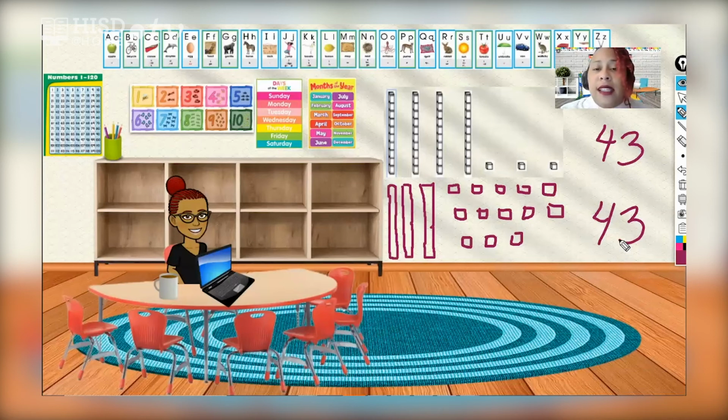In our last lesson, we learned that there is more than one way to show a number. So here we saw the number 43 shown 2 different ways. So 43 is equal to 43.